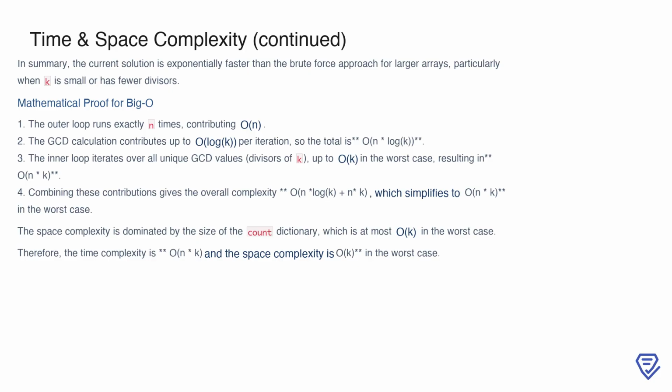The outer loop runs O(n) times, the GCD calculation contributes up to O(log k) per iteration, and the inner loop iterates over up to O(k) unique GCD values in the worst case. Combining these factors, the overall time complexity simplifies to O(n * k) in the worst case. The space complexity, dominated by the count dictionary, is at most O(k). This optimized approach leverages mathematical properties to achieve much faster performance, making it well-suited for larger input sizes.